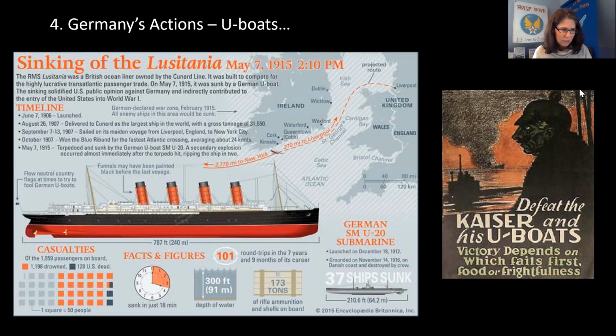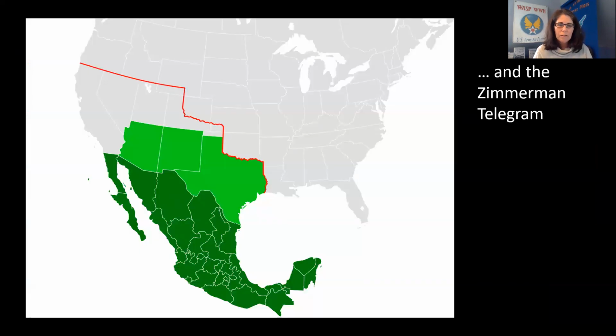So this got the Americans angry again. And then in late February of 1917, the British intercepted this telegram. This was known as the Zimmermann telegram, and it was from the German foreign minister to Mexico. And in this telegram, Zimmermann told Mexico that if they would declare war on the United States, then when the Germans had won in Europe, they would come to the United States and help restore Germany's lost territories.